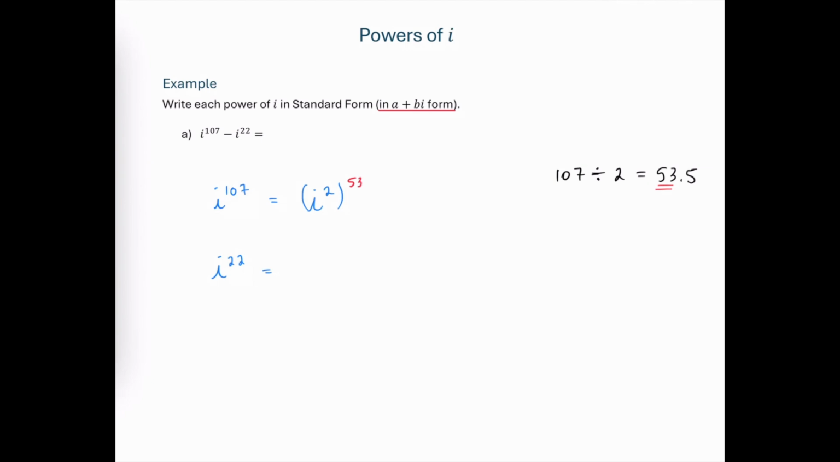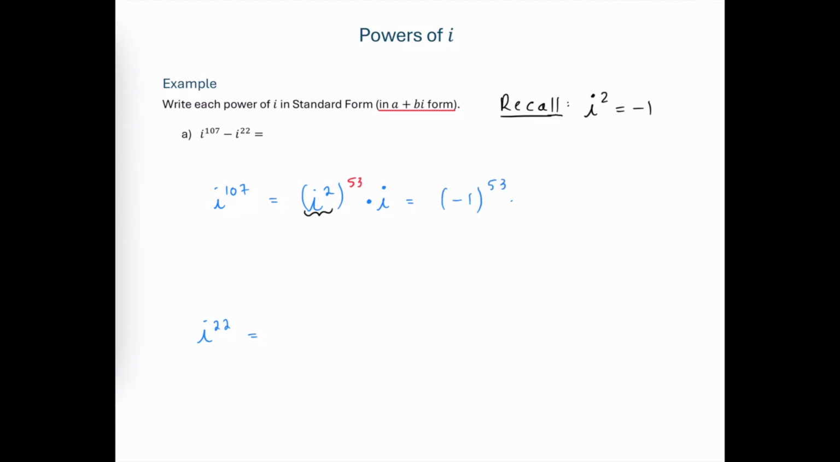After we've paired up all of these i's, let's notice that 53 times 2 is 106, so all of this together is i to the 106, which means that we still need to multiply by one more i in order to create the 107 i's that we started with. Let's recall that i squared is the same thing as -1, and so we can replace this i squared with -1 so that we have -1 raised to the 53 power multiplied by i. -1 raised to the 53 power is -1, so this is -1 times i, or -i.